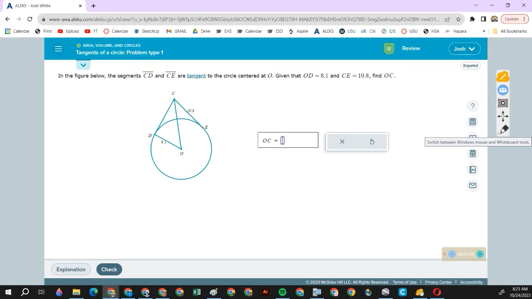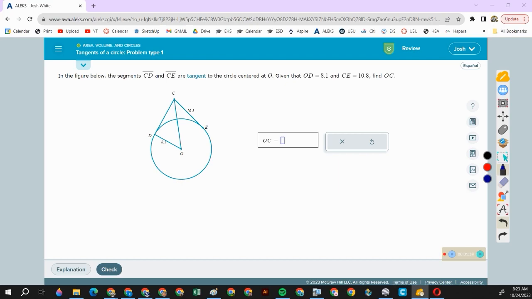So here we have two tangent lines. CD and CE are both tangent to the circle. We know that OD is 8.1, so that's the radius. And we know that CE is 10.8. Find OC.